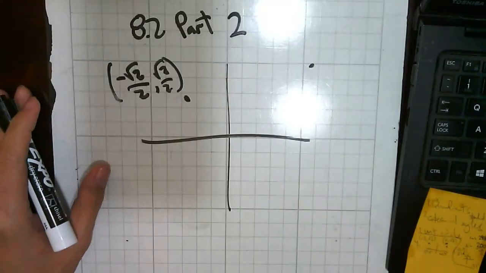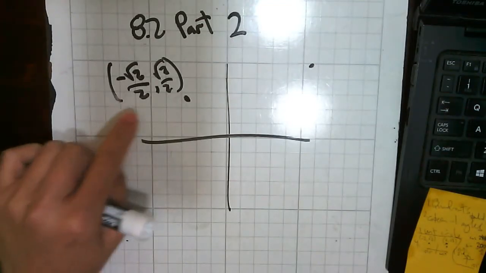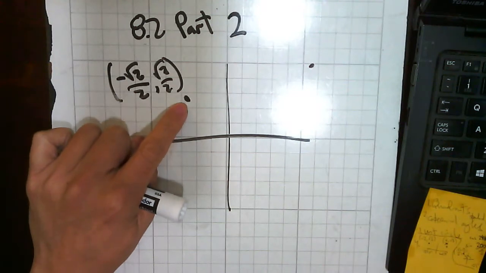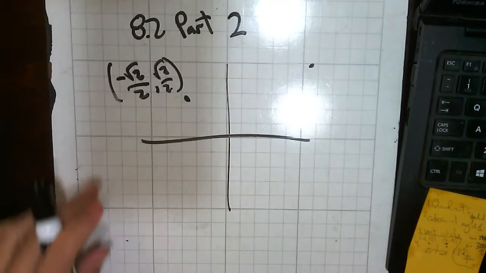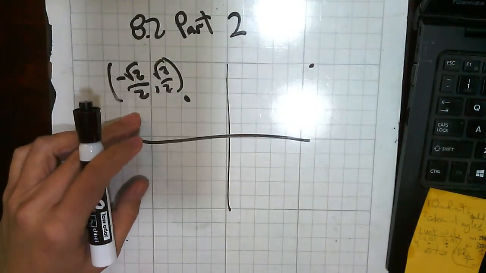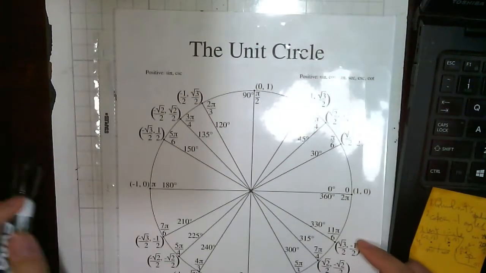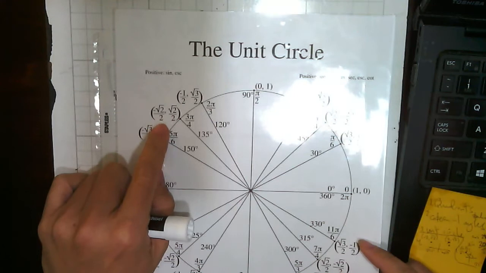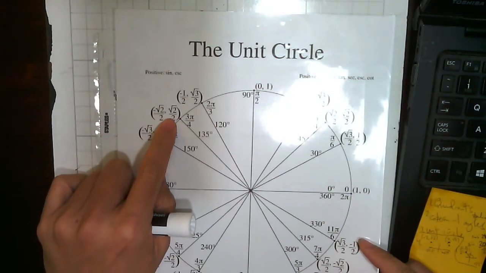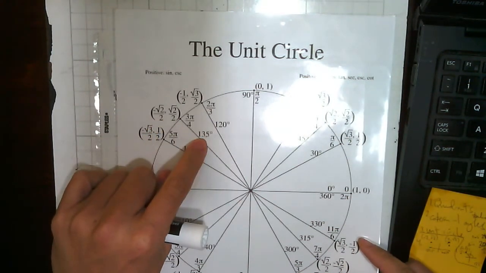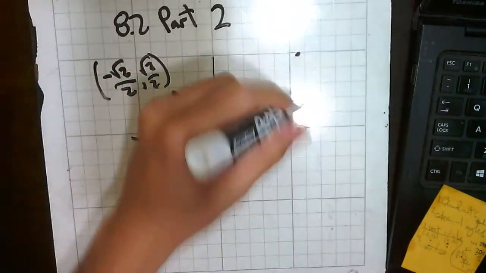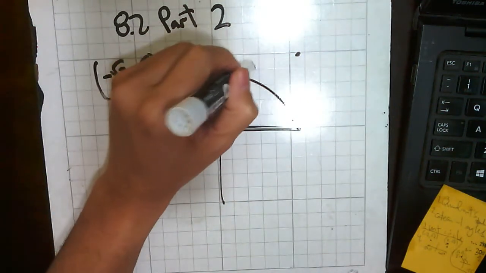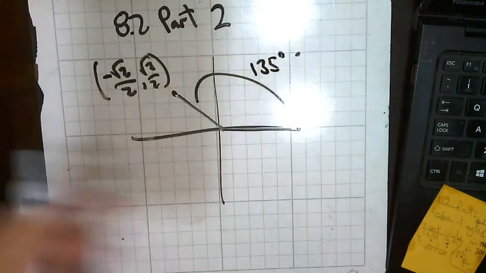Okay, so this is part 2. You'll also have questions where they give you a point and ask what the angle measure is. For this one, again, I'm going to use my unit circle: -√2/2 and √2/2. I'm going to look for it here. There it is, -√2/2, √2/2. So my angle here is going to be 135. This angle from standard position is going to be 135 degrees.